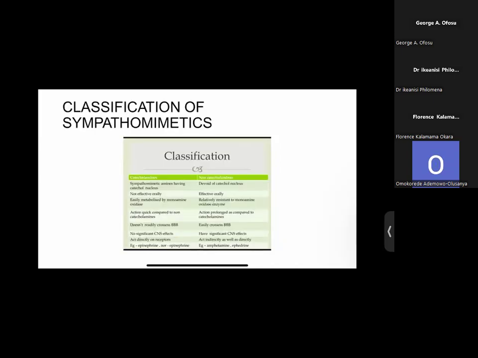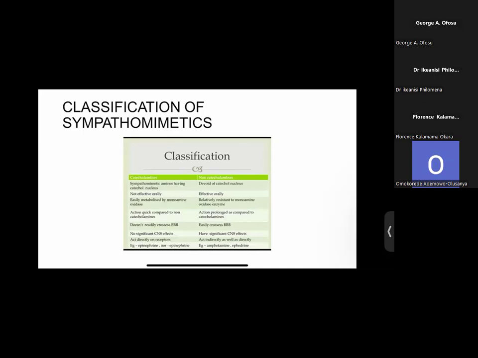The next slide. Then the classification of the sympathomimetics. This is just a summary of the catecholamines and the non-catecholamines, and what is particular about them. The catecholamines are sympathomimetic amines having the catechol nucleus, while the non-catecholamines don't have the catechol nucleus.